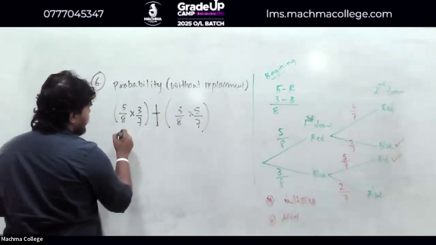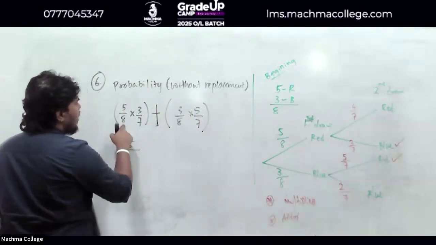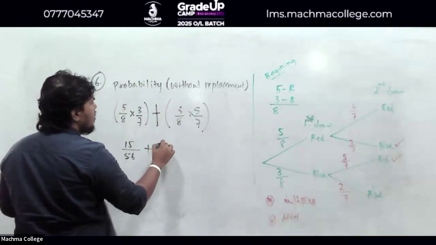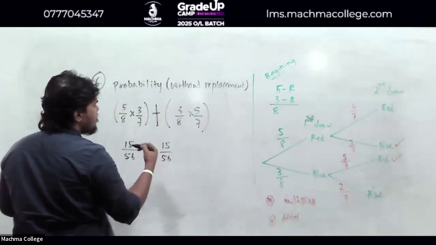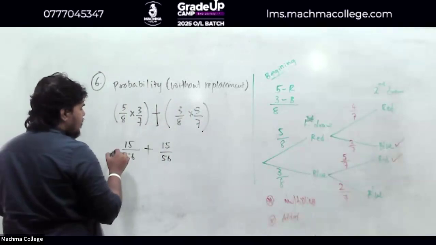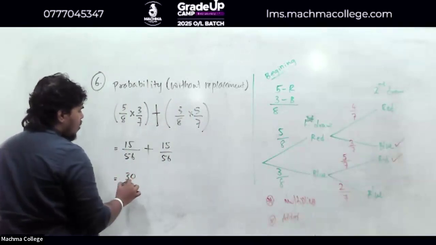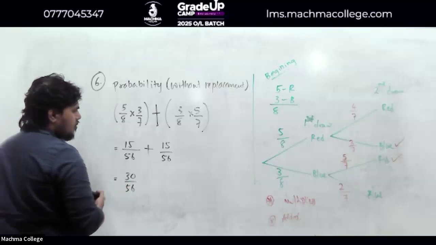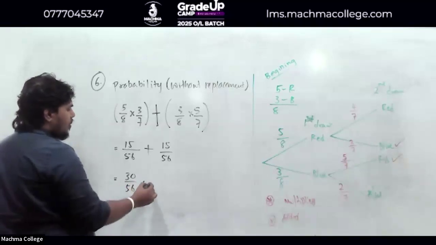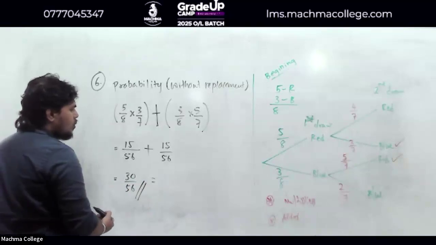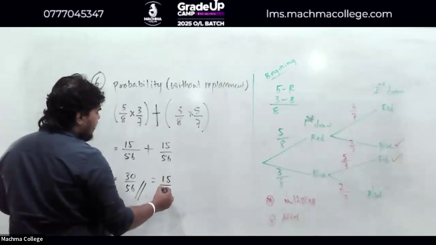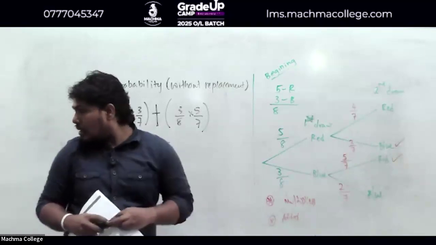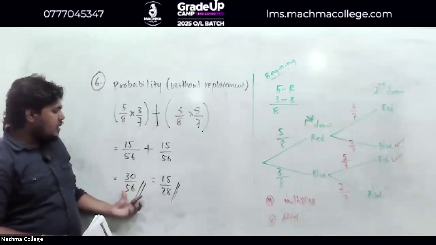So this is going to be 15 over 8 times 7, 56, plus 15 over again 56. So you will get the final answer 30/56. If you want, you can simplify it further by dividing by 2, so you will get 15/28. If you keep the answer like this, you will still get marks.